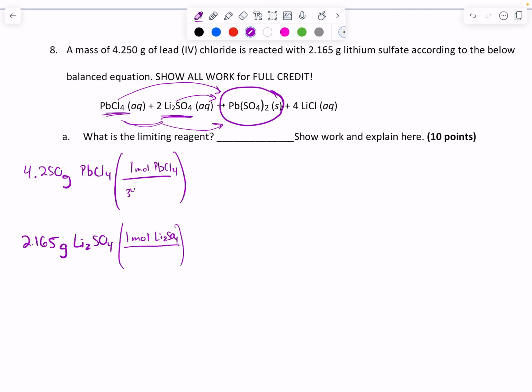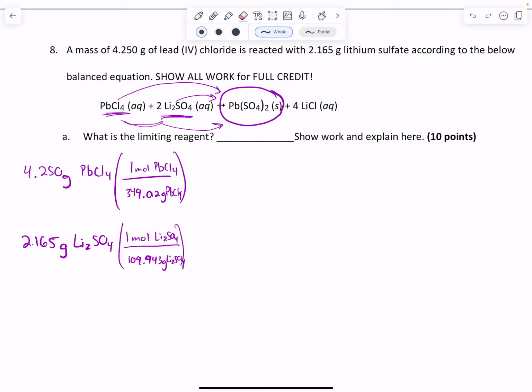And so that is 349.012 grams of lead 4 chloride. And this is 109.943 grams of my lithium sulfate. Okay, but now I have moles, but I can't just find the answer here and put equals because that would give me moles of lead 4 chloride and lithium sulfate. I need to get them in the same unit.